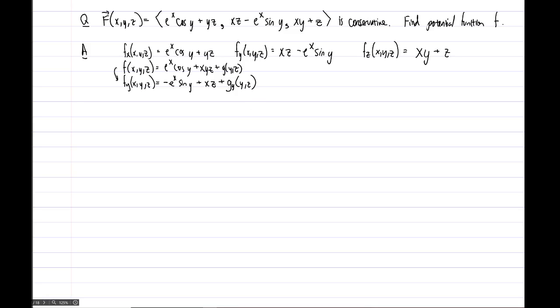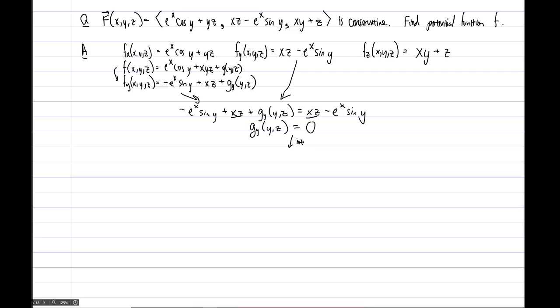Now we're going to take what we just got here and set it equal to what we have here. So we'll have negative e to the x sine of y plus xz plus g sub y of y comma z is equal to xz minus e to the x sine of y. The point is we can subtract an xz on both sides, and we can add an e to the x sine of y on both sides. And we're going to get from here that g sub y of y comma z is just equal to 0. Oh, that's good. If it were messier, we could deal with it, but it's just extra work.